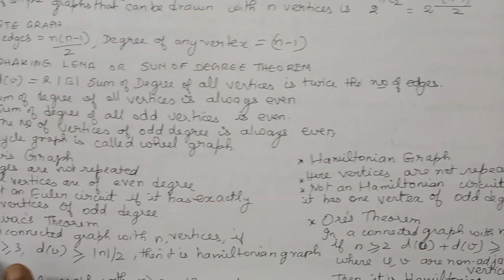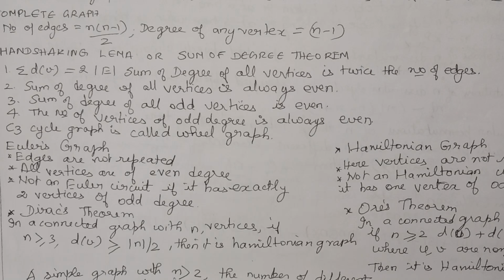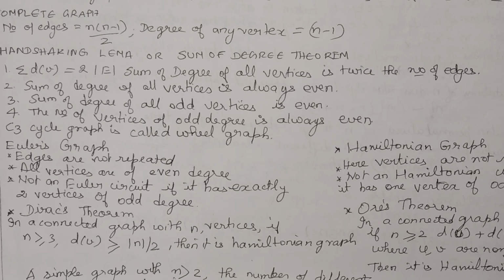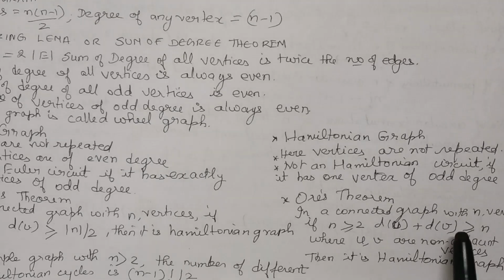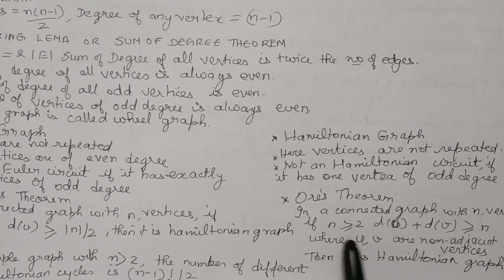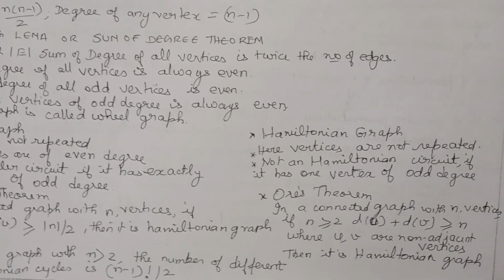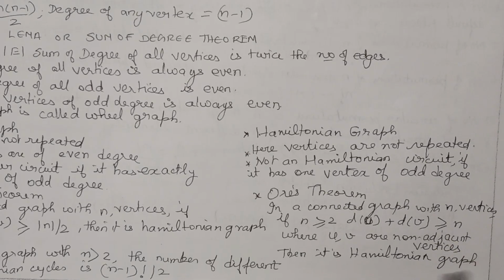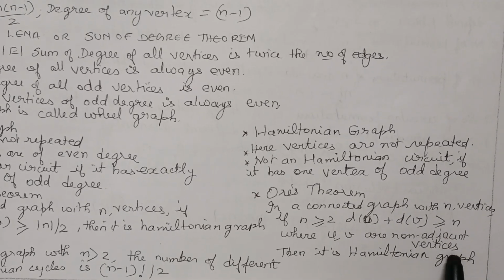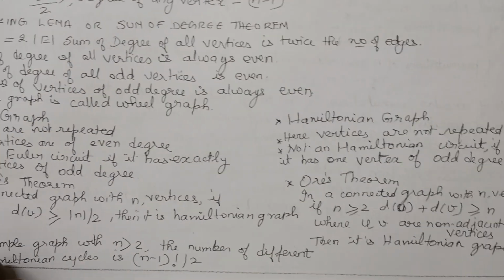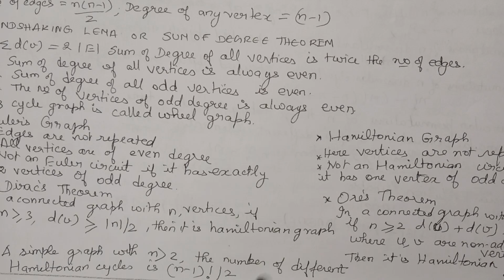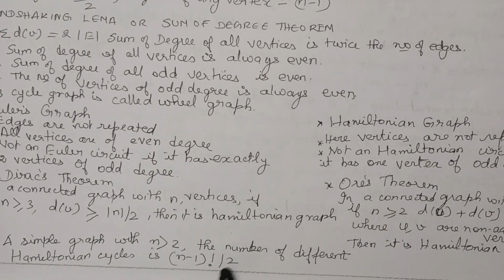So first we'll see the Dirac's theorem. Dirac's theorem: in a connected graph with n vertices, if n greater than or equal to 3, d of v is greater than or equal to n by 2, then it is a Hamiltonian graph. In case of Ore's theorem, in a connected graph with n vertices, n will be greater than or equal to 2, d of u plus d of v will be greater than or equal to n, where u and v are non-adjacent vertices, then it is a Hamiltonian graph. A simple graph with n greater than 2, the number of different Hamiltonian cycles is (n minus 1) factorial by 2.